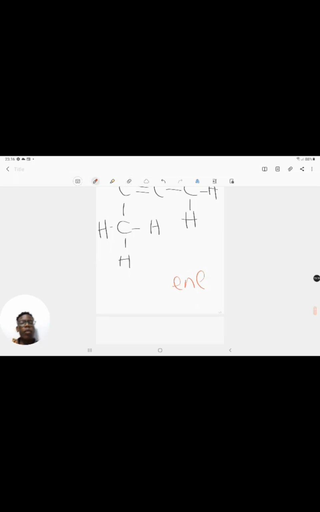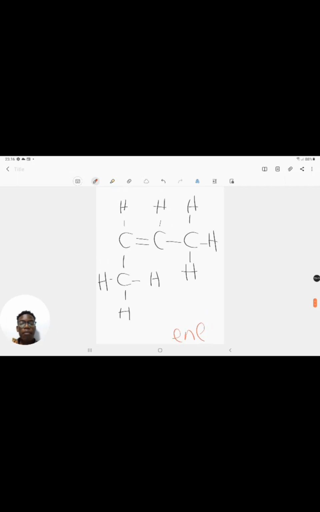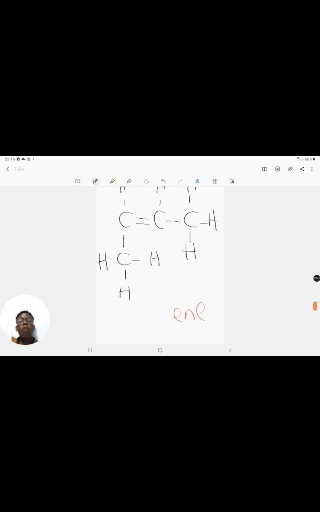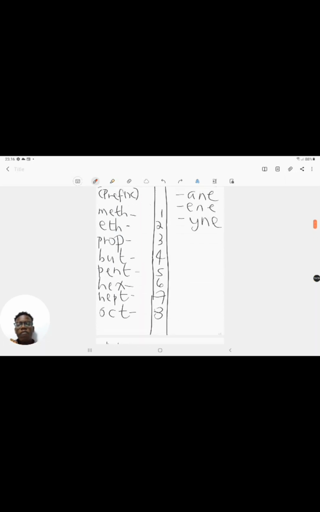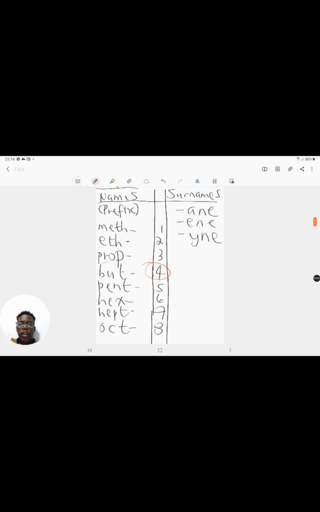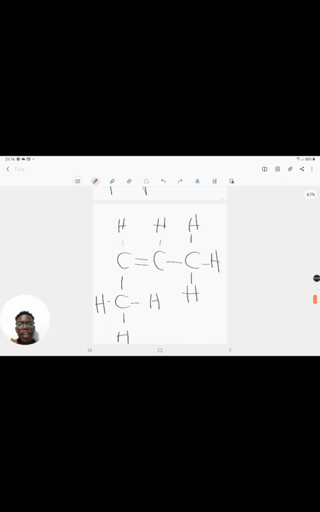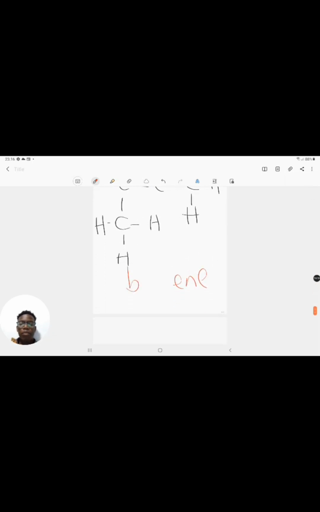What is the name? Remember how we established the name? We just count the number of carbon atoms and then we go find the name. So how many carbon atoms form this chain? Well, it is 1, 2, 3, 4. 4 carbon atoms form this chain. The name that's related to 4 is bute. Therefore, the full name of this compound is butene.